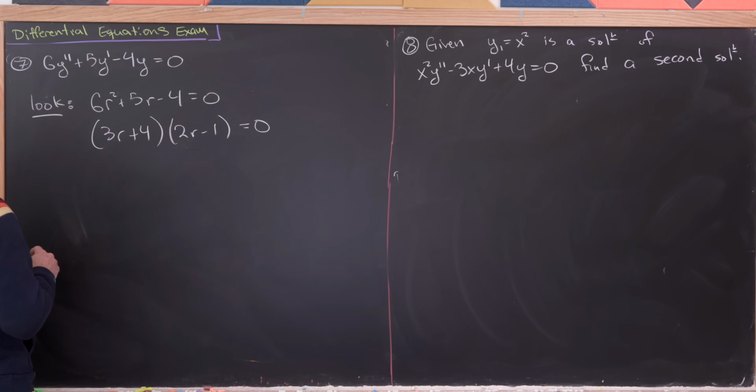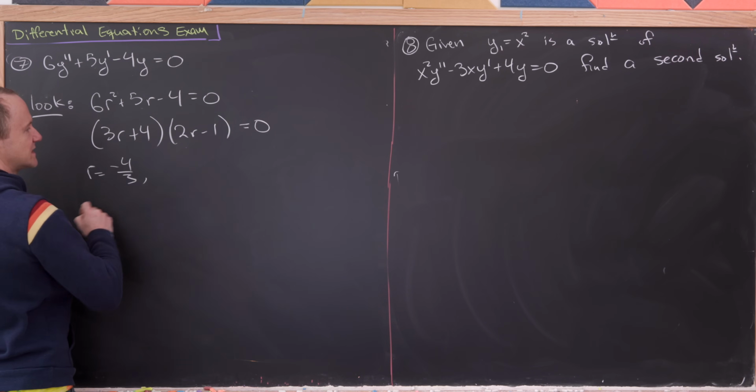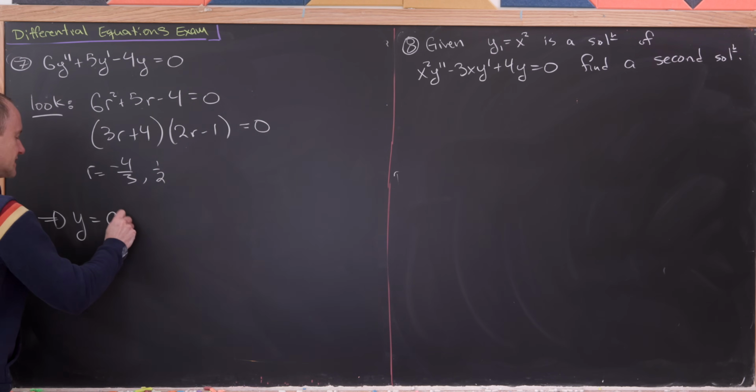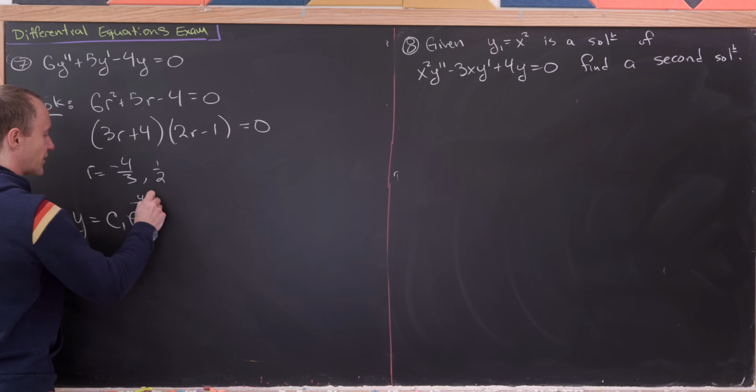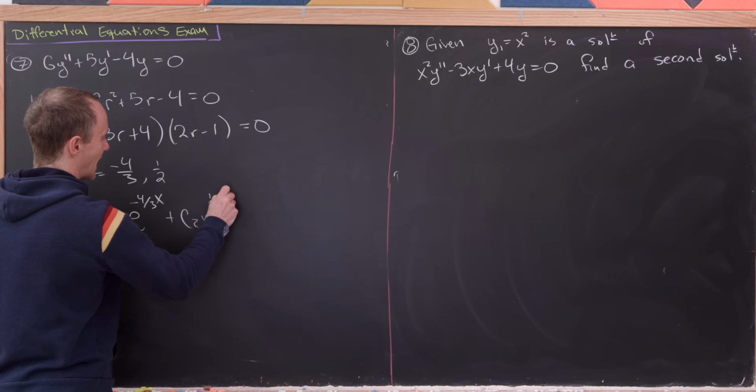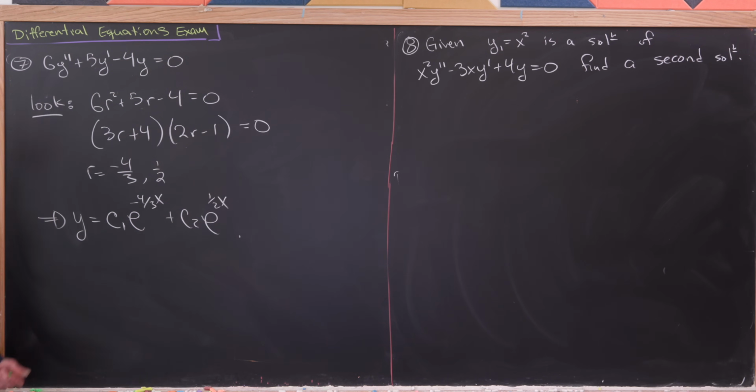We have 4 times 2 is 8, minus 3 times 1 is 5. So that gives us our middle term. But notice the roots of this are minus 4/3 and a half. That means our general solution is c1 e to the minus 4/3 x plus c2 e to the half x. And that's really all there is to that.